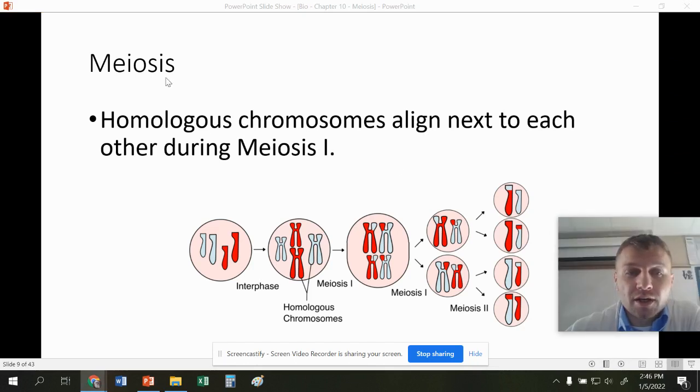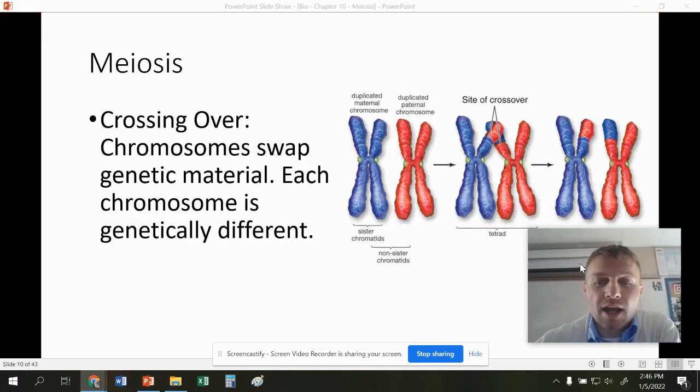Okay. So during meiosis 1, homologous chromosomes are going to line up. So you can see here we have the homologous chromosomes that are lining up. These two and these two are homologous. What happens is crossing over between the homologous chromosomes is going to create chromosomes that are genetically different.